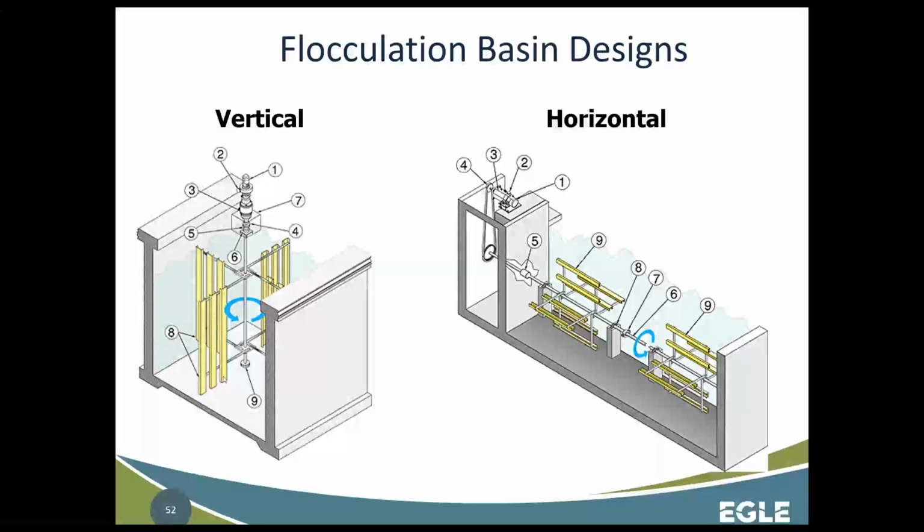A key thing about these boards: on these, you've got a couple different ways to adjust the mixing energy. You can change the velocity that the motor is turning the mixer, or you can remove boards from the mixer. And oftentimes that's what you'll see when you have multiple steps in your flocculation basin, which we're going to look at here on the next page.